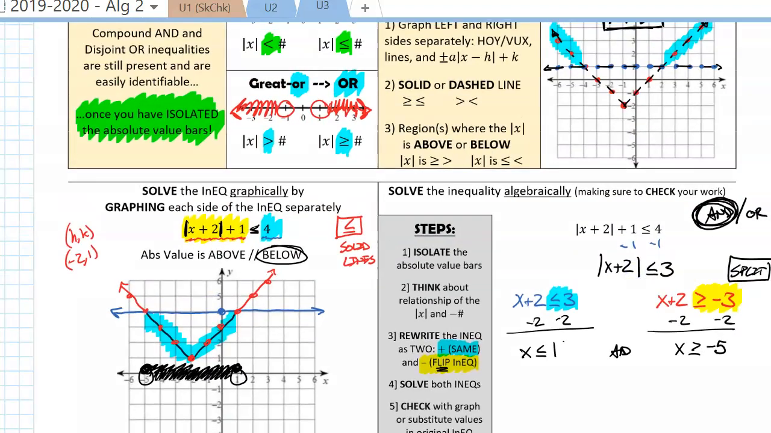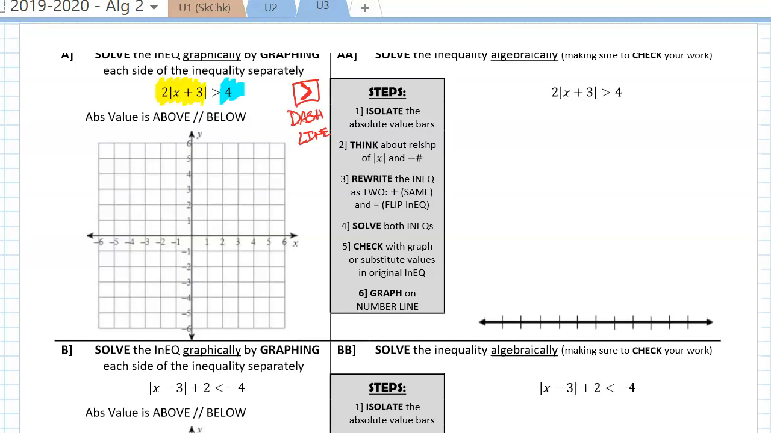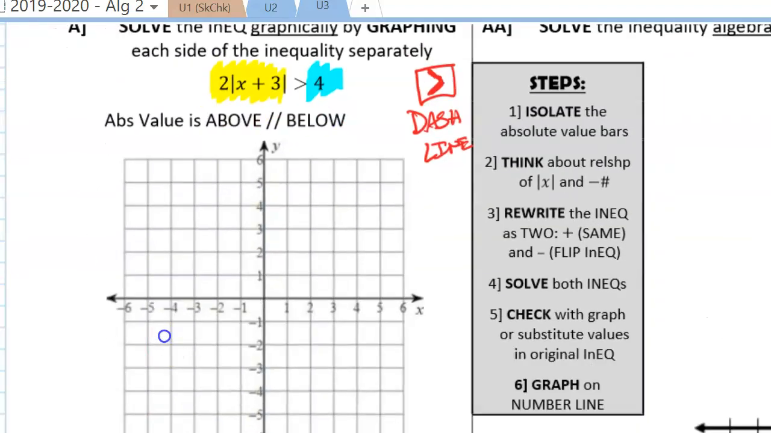Again, this should match up to what we see in the graph of our inequality. The absolute value was below the horizontal line of 4 between the values of negative 5 and 1, and we also got it when we did our algebraic approach. Let's take a look at a few more examples. Starting with example A, let's focus on the graphical approach.